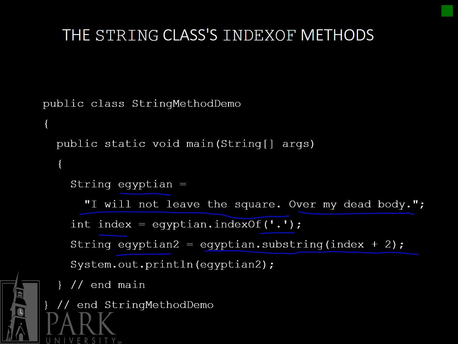Okay, you should have come up with "over my dead body," because its index is finding this first period. It's saying, where is the first occurrence of a period? And then it's saying, okay, give me the substring from this position plus 2, so 1, 2. So starting here at O, and until the end of the Egyptian string, we're going to store that in Egyptian2 and then print it out. So hopefully you got that. If not, go over it again, take a look at it, and make sure you understand it.